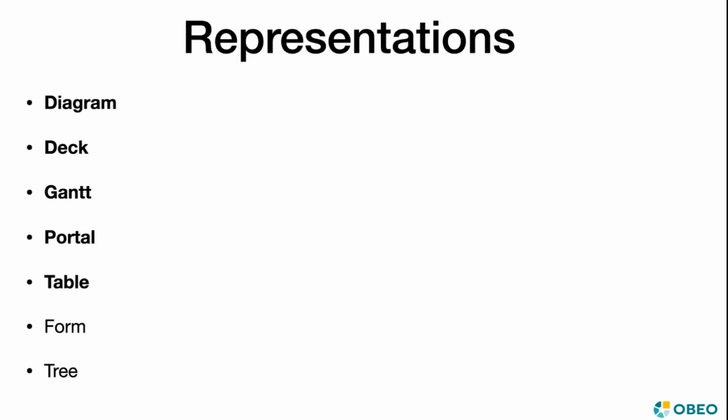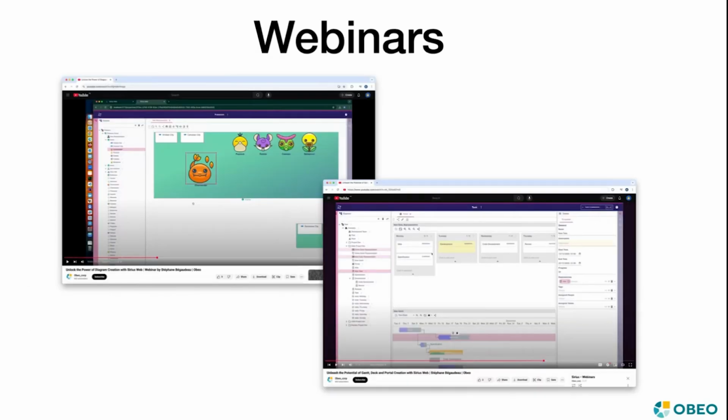So to conclude, inside of Sirius Web, we have a large set of representations like diagram, deck, Gantt, portal, and table. All those representations have been covered by webinars. We also have form and trees that we have not discussed yet. If you want to find the previous webinar on diagrams or Gantt, deck and portal, you can find them on YouTube. All those features can be synchronized on the same data. So what you're seeing in your table can be displayed simultaneously in a diagram or in a Gantt representation.